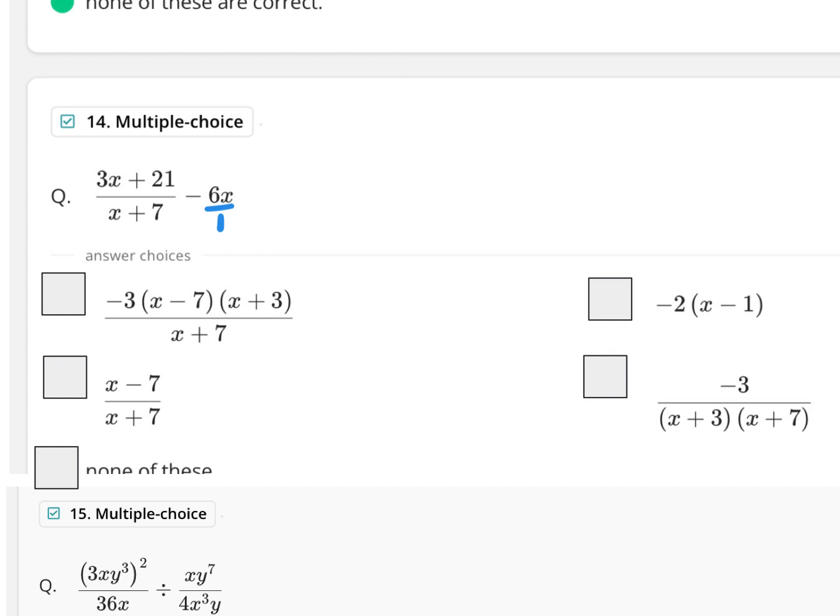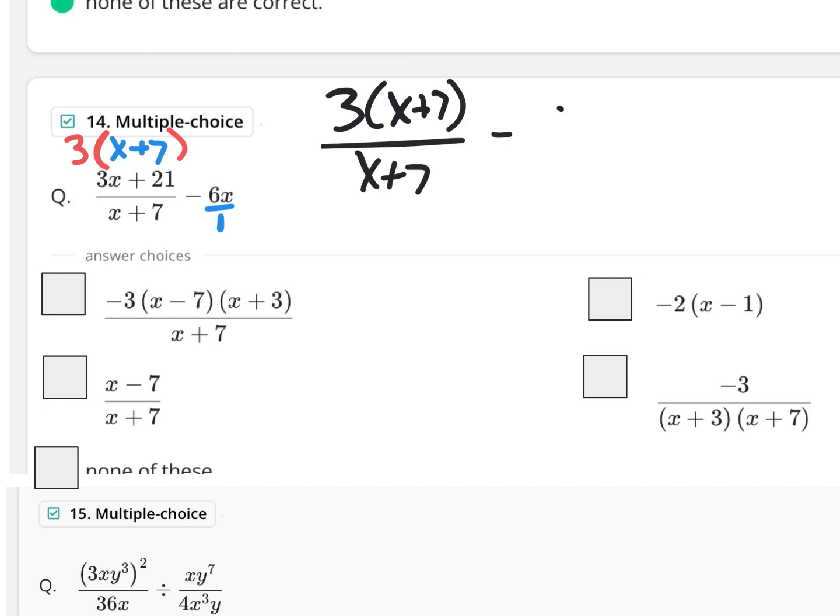But before beginning that, it might be a better idea to look at this numerator, actually look at the whole thing, and could you factor anything? And yes, you could factor from the numerator. You could factor a 3 out of the numerator, and we are going to have an x plus 7 left over. So maybe I should rewrite this to make it a little clearer. 3 times x plus 7 over x plus 7 minus 6x.